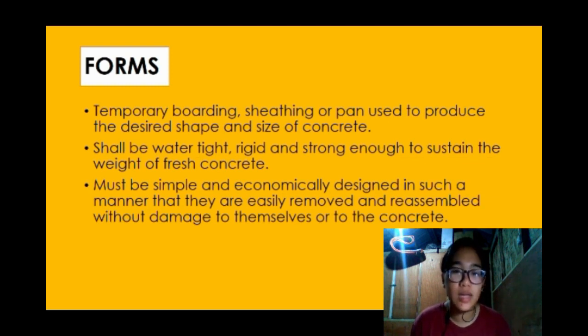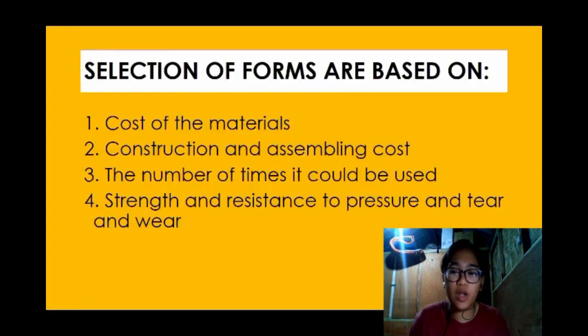So, forms are what we see before our beam is poured, like the skeleton of our beam or of our girders or our columns, which would serve as a mold that helps create or shape, for example, our beam or column. So, our forms are selected based on the cost of materials, construction and assembling cost, the number of times it could be used, the strength and resistance to pressure, and wear and tear.